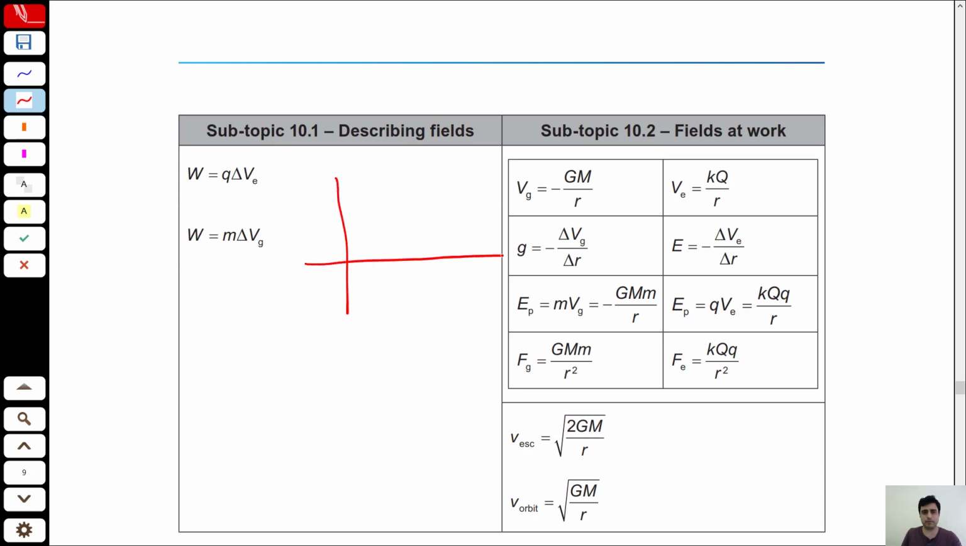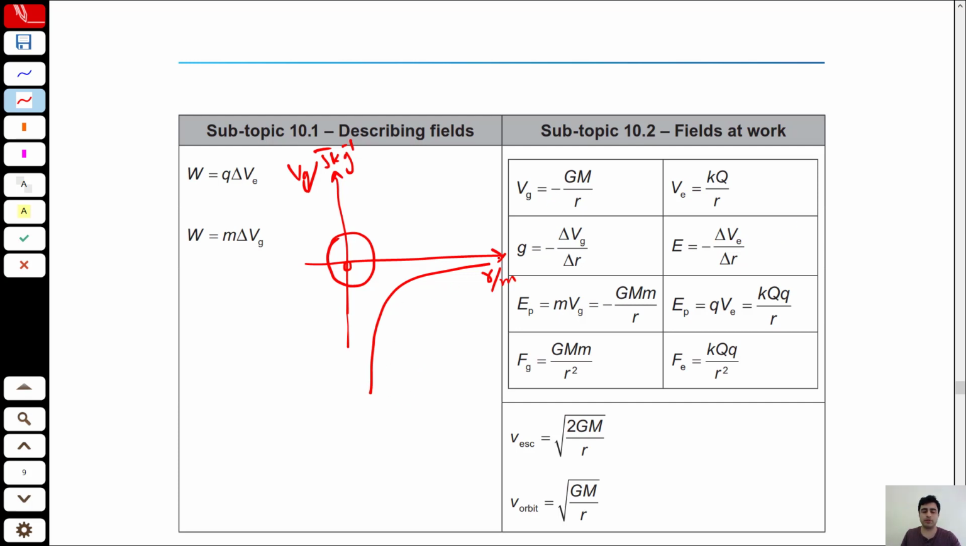If you have a graph of Vg, which is in joule per kg, because it's energy supplied per unit mass, versus distance, which is r in meters, and imagine there's an earth here, and this is the center of the earth, it's going to look something like this. It's going to look like this because it's a negative inversely proportional graph.